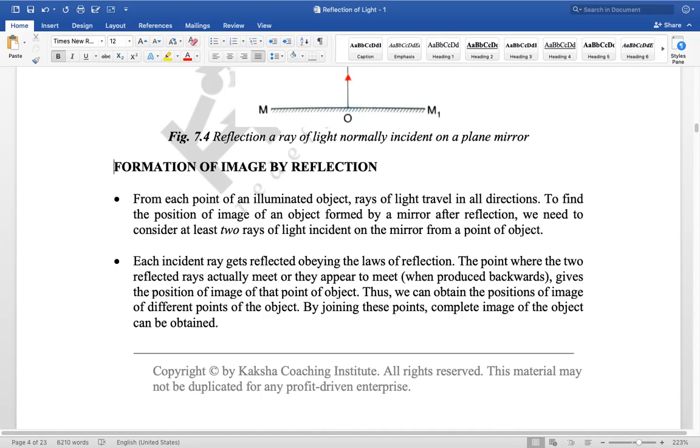Each incident ray gets reflected obeying the law of reflection. The point where the two reflected rays actually meet, or appear to meet when produced backward, gives the position of image of that point of object.